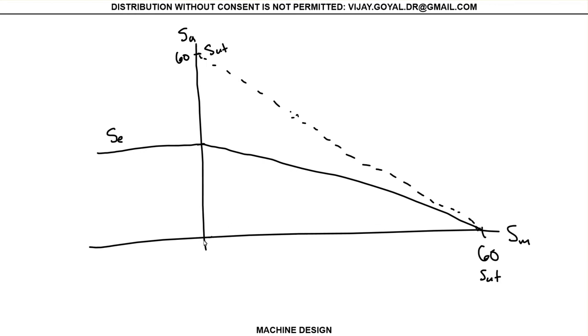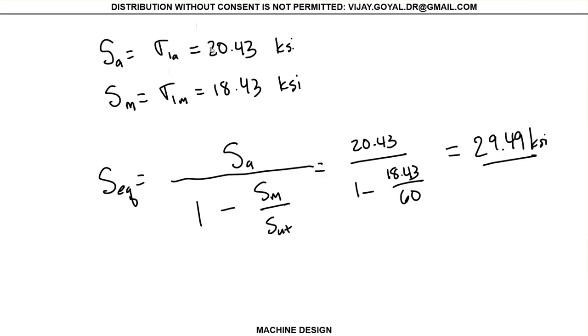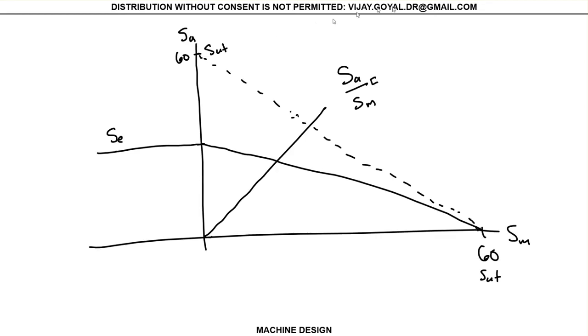In the case of brittle materials, this is what your stress level looks like. And then you're going to have a load line. Your load line will be SA divided by SM. So that would be 20.43 divided by 18.43, and you get a value of 1.11. Okay, so this is the value I need to complete this chart. So let's go ahead and calculate this.